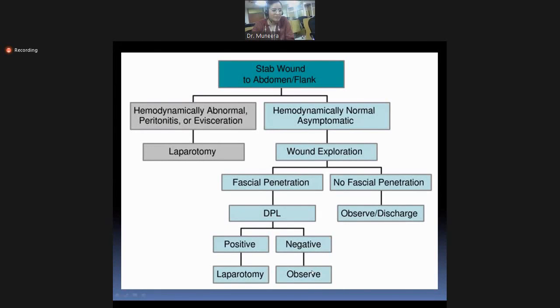But if you are in a tertiary care center, you can also skip these options and go for a CT scan of the abdomen. In case of a hemodynamically unstable patient with frank peritonitis or evisceration, you will go straight forward for laparotomy, right?